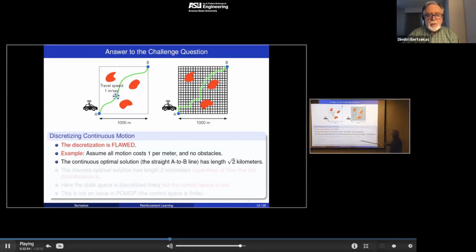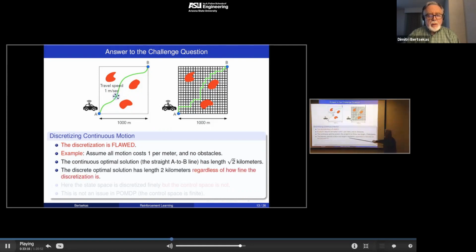And it has length square root of 2 kilometers, right? It's 1 kilometer this way, 1 kilometer this way. Around the hypotenuse is square root of 2 length. And this is the optimal cost, the optimal distance, okay, from here to here.